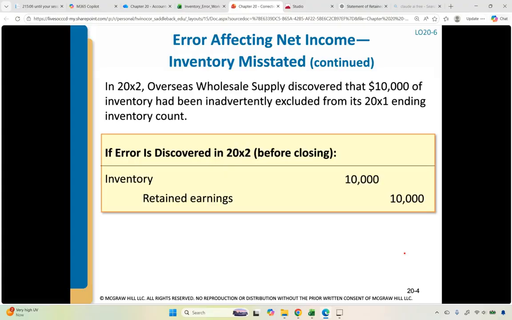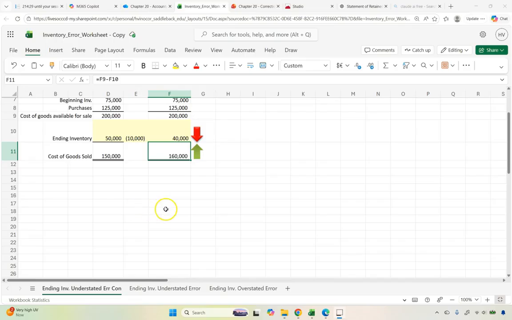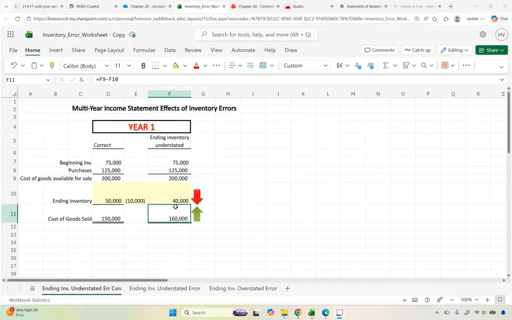So what if we discover this error before closing year 2? Well, in that situation, let's see what happens. Whenever you discover an error after the year that it occurred, and you need to record an entry to correct it, in this situation, if in year 2 we've discovered this error happened in year 1 and we have not yet closed year 2, we must record an entry to fix year 1.